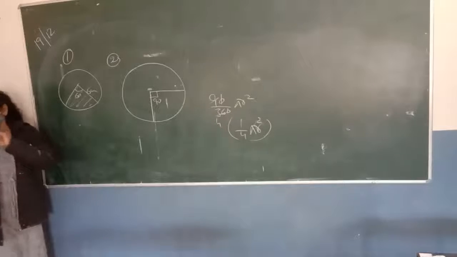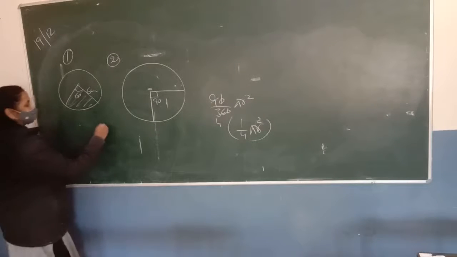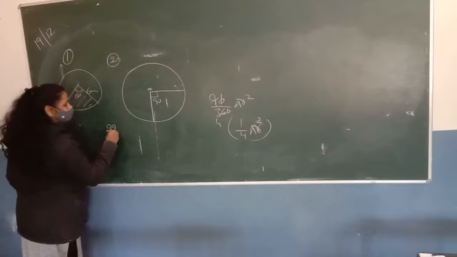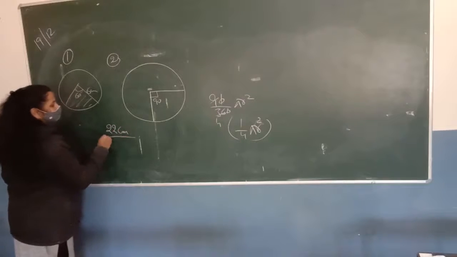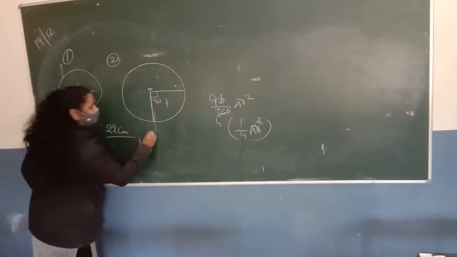Whose circumference is 22 cm. 22 centimeter. Now you know the circumference of this circle. Can you find the radius of the circle? Okay, we know that 2 pi r.